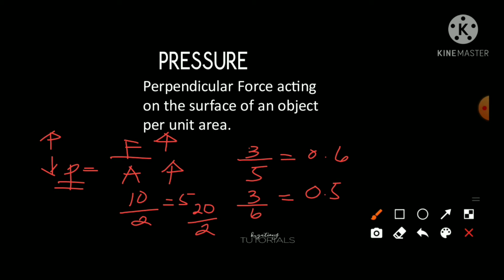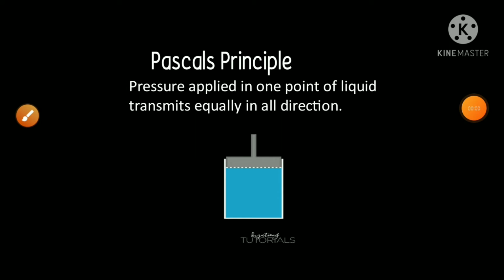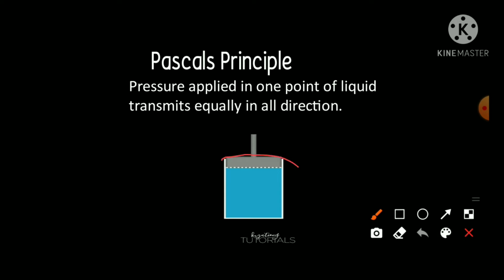Okay, now let's go to Pascal's principle. According to Pascal's principle, pressure applied at one point of a liquid transmits equally in all directions. So here we have a closed container containing water and having a piston above it. Now, remember that water is incompressible, meaning we cannot diminish its volume by just applying force or pressure. We learned earlier that pressure is equal to force divided by the area where the force is applied. If we increase the force, the pressure will also increase, right?